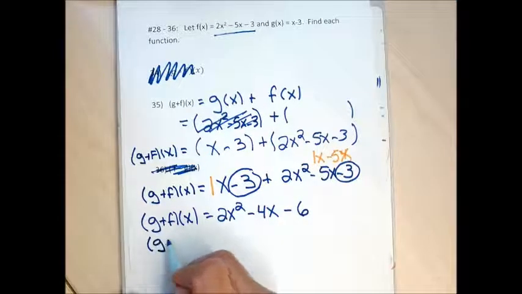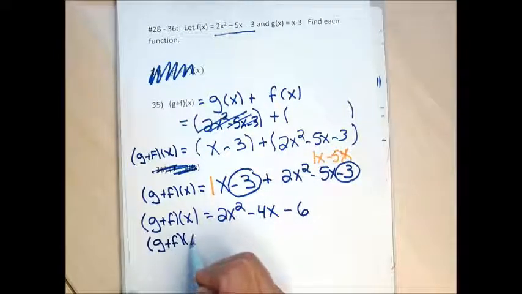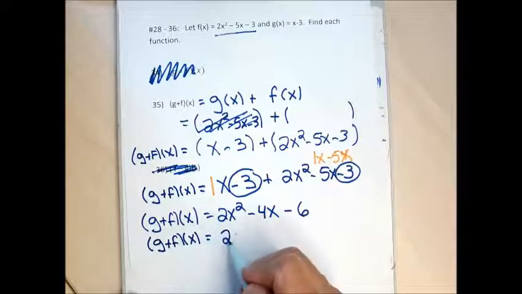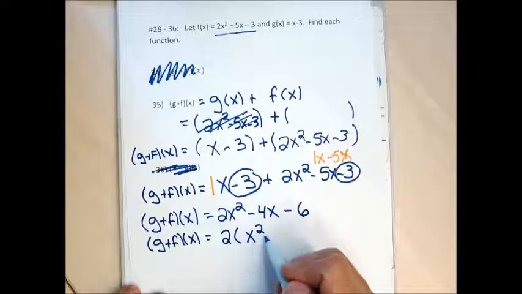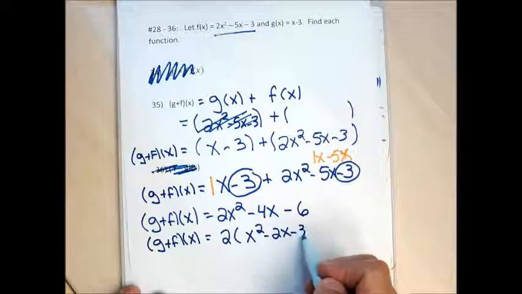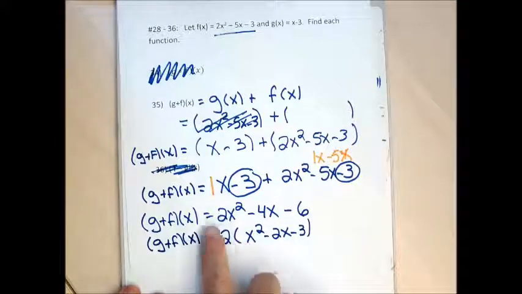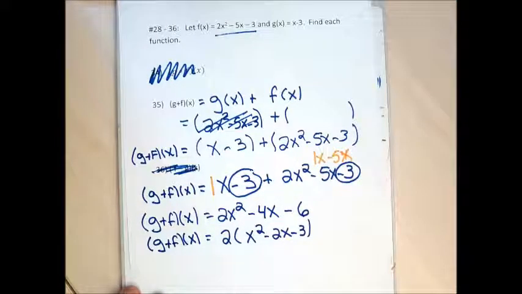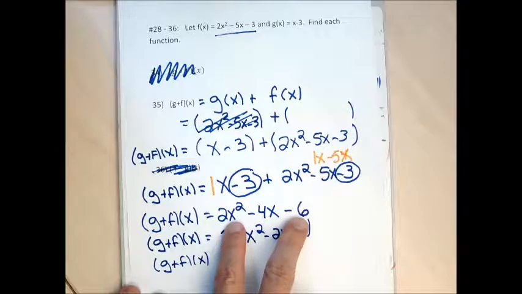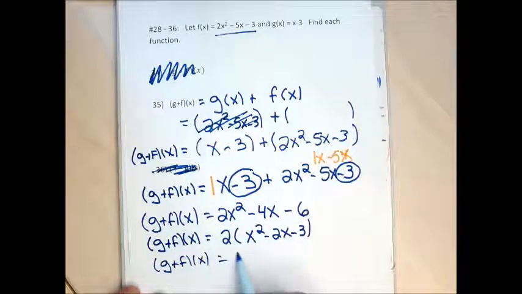So on my next line, I'm going to factor out a 2. When I factor out a 2, I'm going to be left with x squared minus 2x minus 3, just by dividing all the numbers by 2, and this factors again. So I should probably factor this to have a completely factored answer. If you give me a correct answer that's not factored, you're probably going to lose a point on the test. So I'm going to go ahead and factor this.